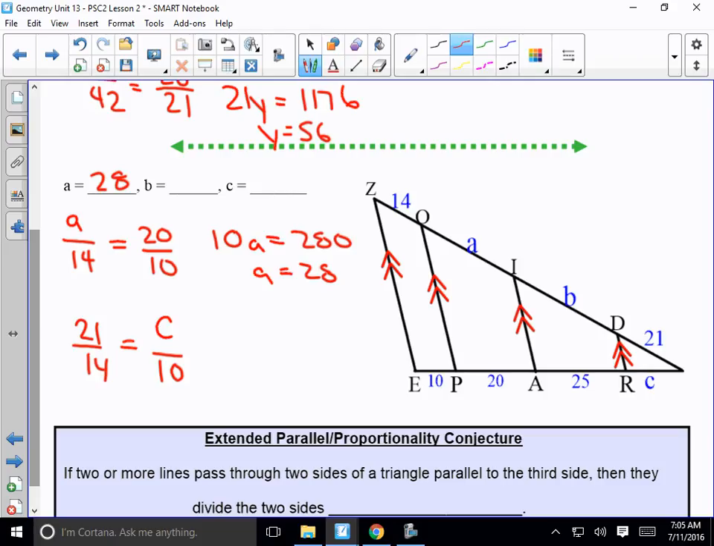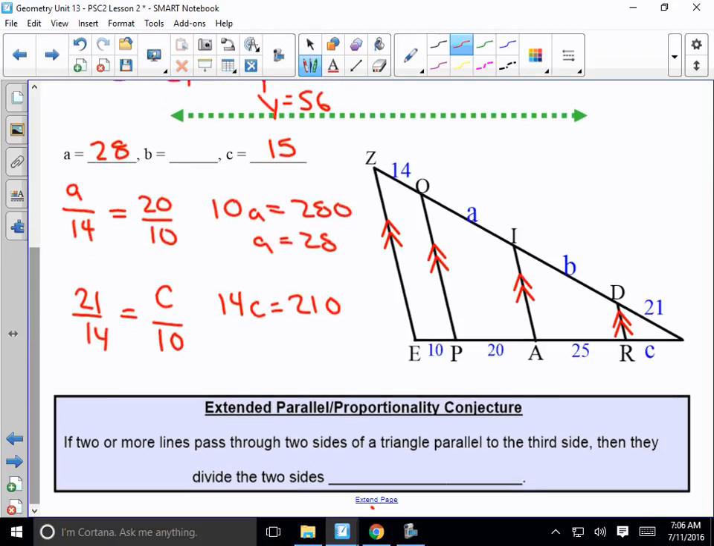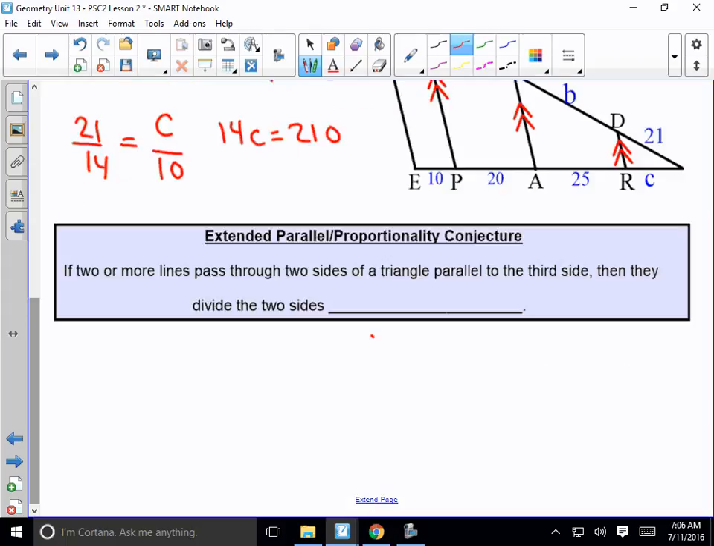Okay, and then finishing up for C, 14 times C equals 210. And then we have 210 divided by 14. Okay, gives us a measurement of 15. Okay, B sets up exactly the same way, so we'll save a little time and not go fully through that example. Okay, so now finishing up this conjecture here. Okay, what is this helping us prove? If two or more lines pass through two sides of a triangle and are parallel to the third side, then they divide the two sides proportionally.